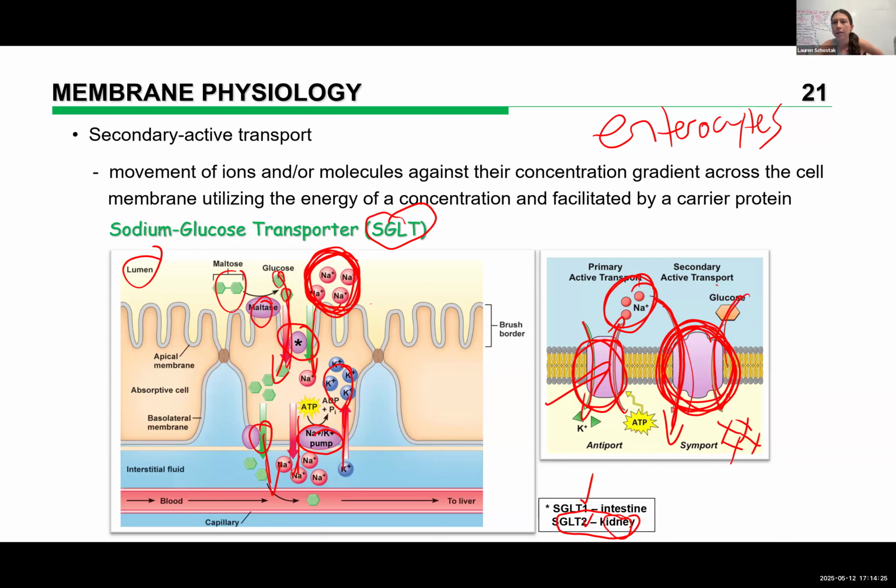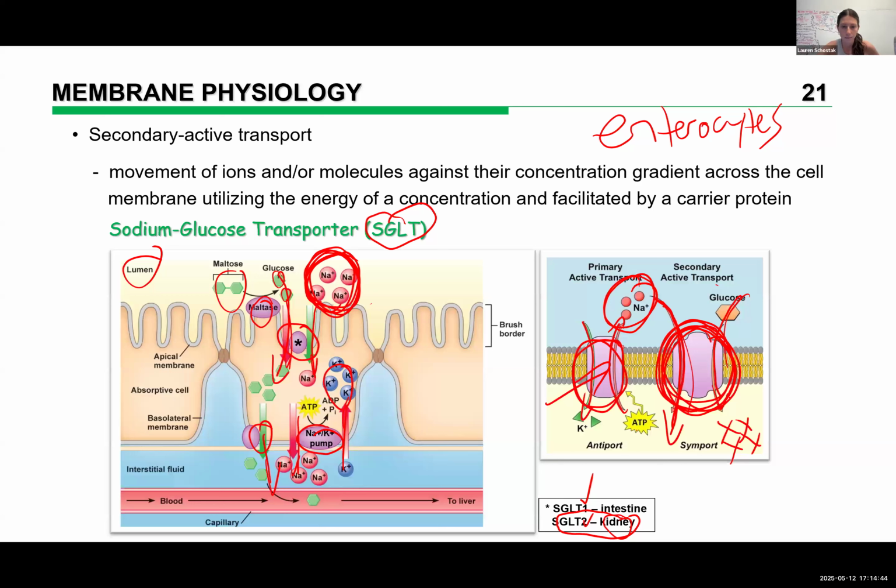I have a question. Yeah. So just to clarify, secondary active transport is reliant on primary active transport 100%, so it wouldn't be able to occur without primary? Yep. Nice way of putting it. It is 100% reliant on primary active transport.